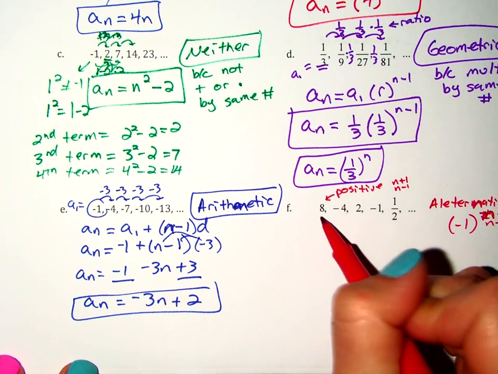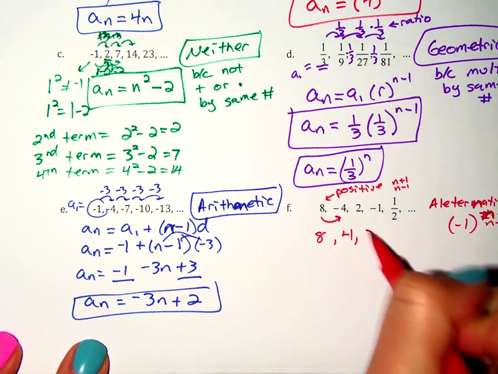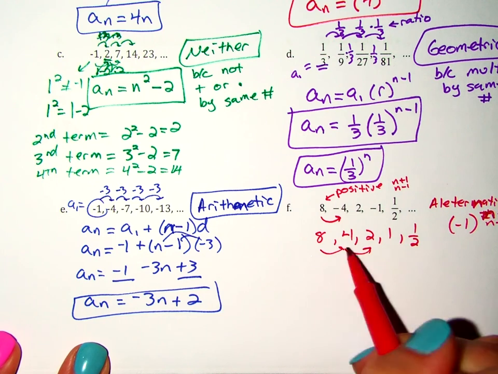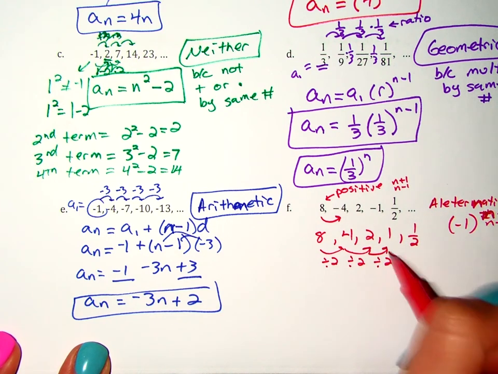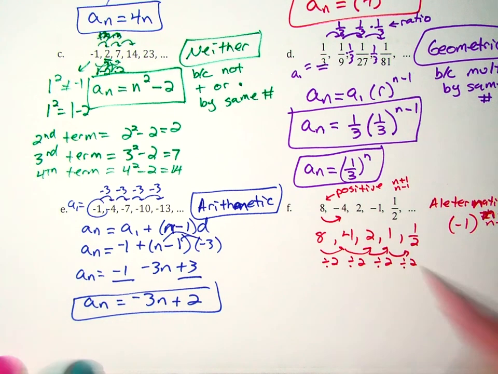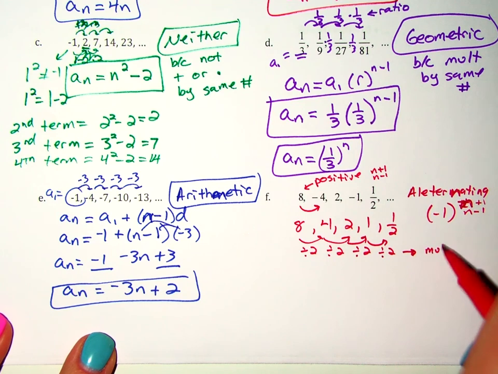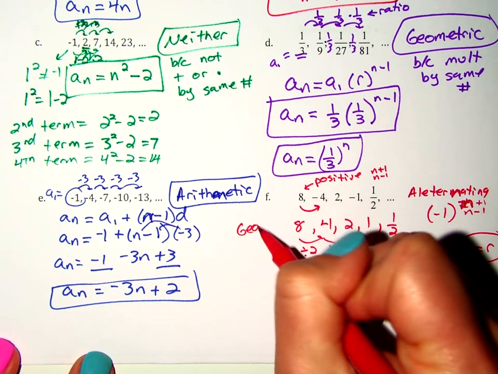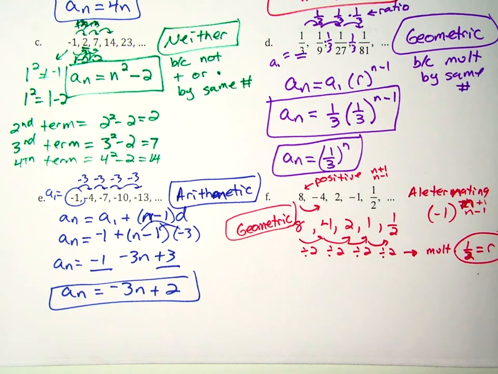Well, if I'm looking for a pattern here, ignore the actual positive or negative. If I were just doing 8, 4, 2, 1, 1/2, what would I have to do to get from one to the next? Well, subtracting 4 doesn't work, but if I divide by 2 each time, we would get there. And remember that dividing by 2 is really the same as multiplying by 1/2. So this is our common ratio. So we know that this is going to be geometric.